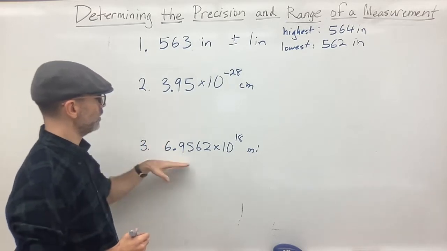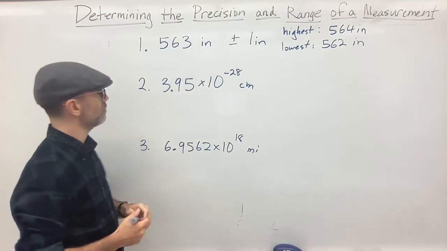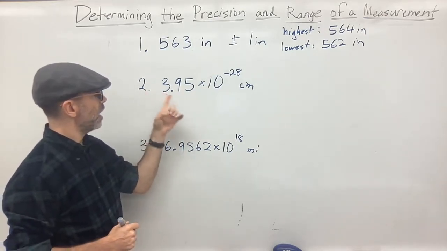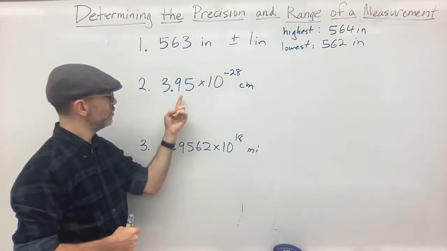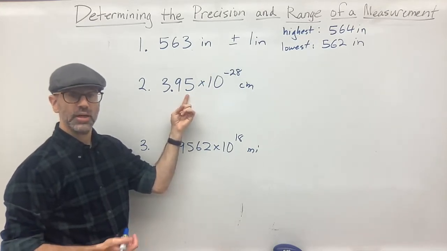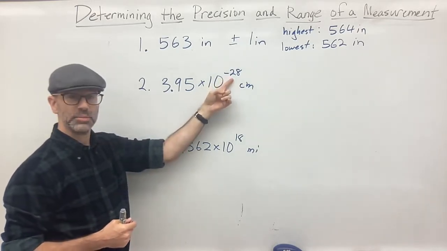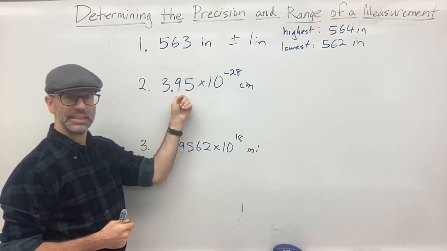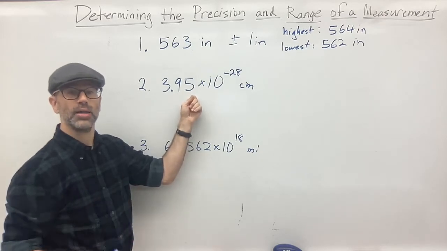Okay, so what about these? I have this in scientific notation. What do I do? So the thing with regard to scientific notation is this digit here is not in the place it seems to be. So you'll notice that this 5 looks like it's in the 100th place, but that's only because we moved the decimal point 28 times in order to get it into scientific notation. So the placement of this last digit is not in the 100th place, it's in some other place.